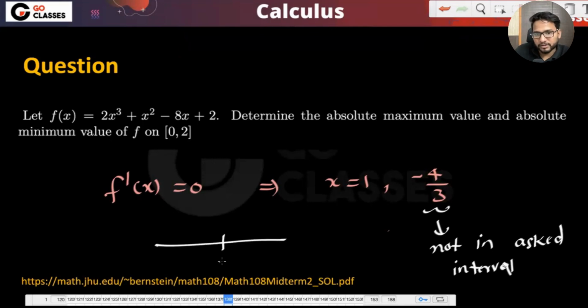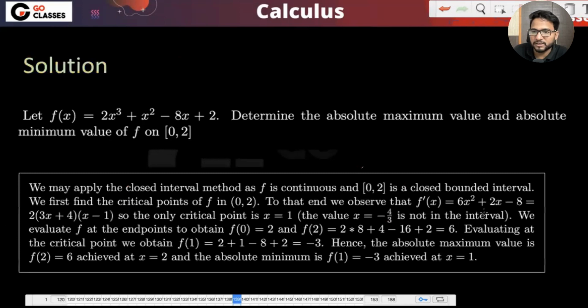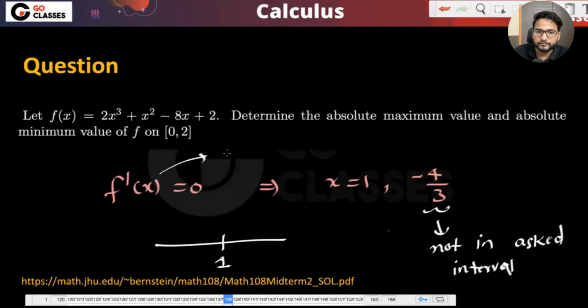So what do you need to do? For x equal to 1, just check the signs of the function f dash x. So f dash x is 6x square plus 2x minus 8. Right, so now before 1, maybe if you put 0, then it is minus. After 1, obviously it will be plus, because this is 6x square. Let's just put 50. So after 1, it is plus.